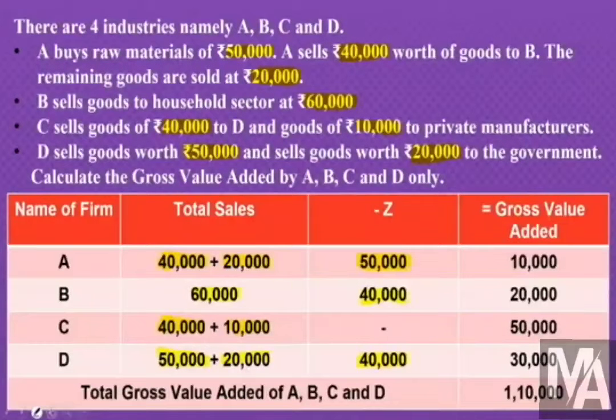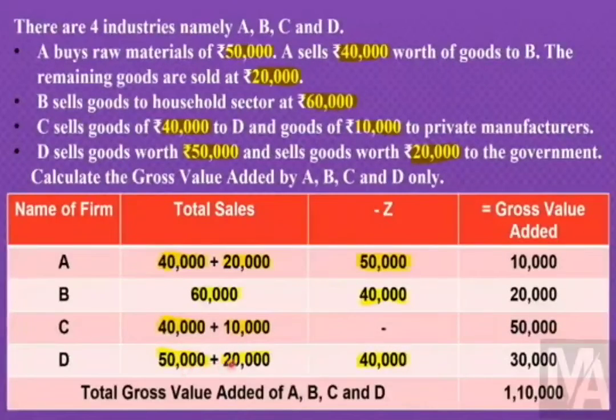to gross value added. And so as we can see here, we have 40,000 plus 20,000, that is 60,000, minus 50,000 is 10,000. So the GVA of A is 10,000. What about B? We have 60,000 minus 40,000, that is 20,000, that is the GVA of B. Since we have no information about the raw materials used by C, we will leave it blank. And so we have 40,000 plus 10,000, that is 50,000, that is the GVA of C.